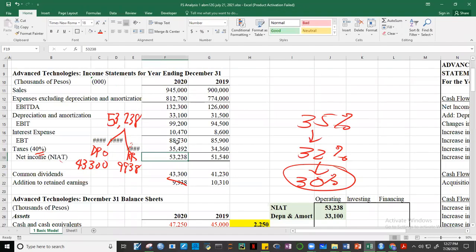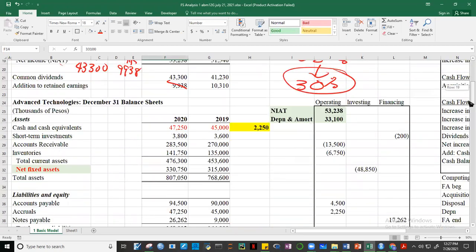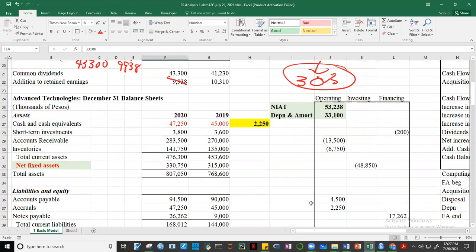Okay? So, kasama dyan lahat ng mga sales, mga expenses. But since this is not equivalent to cash, since may mga items na dinagdag o sinabtract tayo na hindi cash, dapat i-adjust natin to para maging equivalent to cash. So, yung 53,238, for one, sabi natin, dapat i-add back natin depreciation and amortization. Okay, thank you, Jillian, for the question.